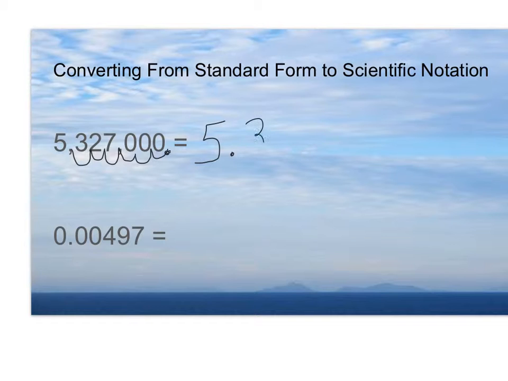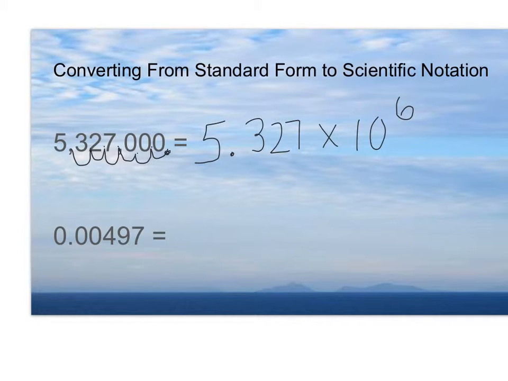Everything after the decimal I can recopy. Probably don't need those zeros at the very end. Times 10, and I had moved it 1, 2, 3, 4, 5, 6 places so that the decimal is now after the very first digit.